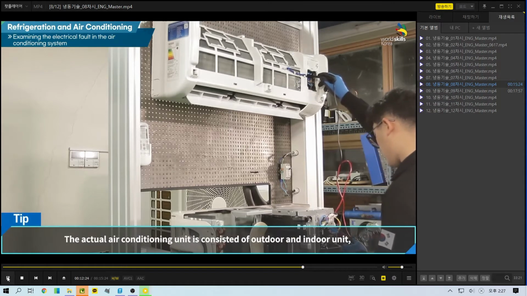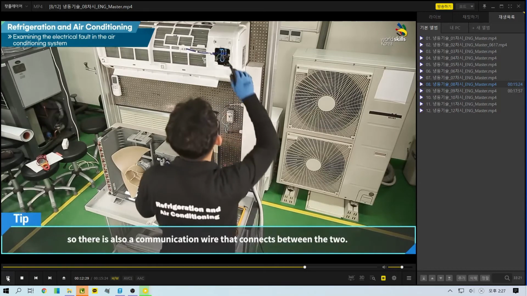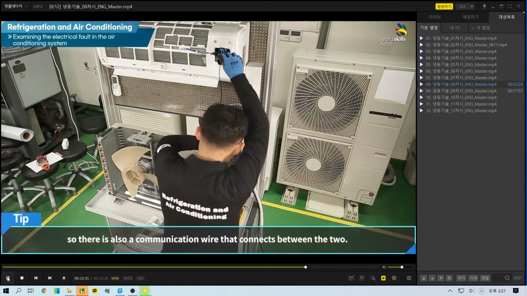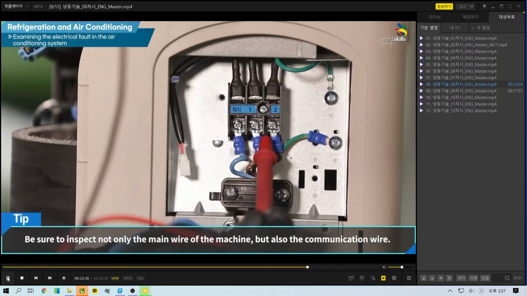The actual air conditioning unit consists of outdoor and indoor unit, so there is also a communication wire that connects between the two. Be sure to inspect not only the main wire of the machine, but also the communication wire.